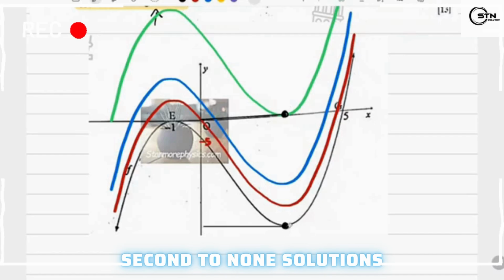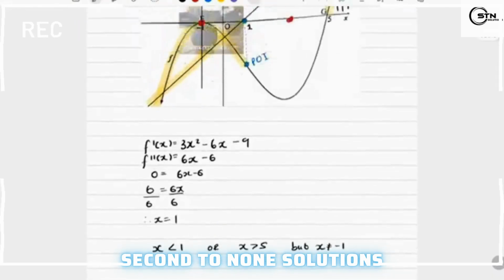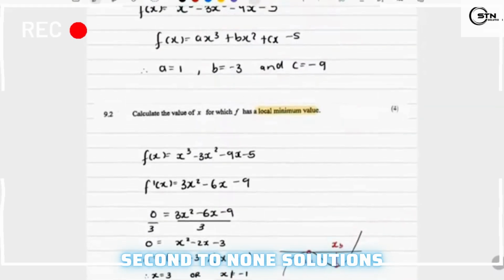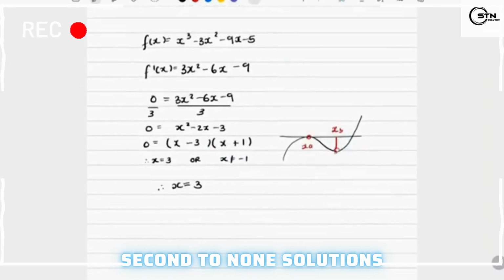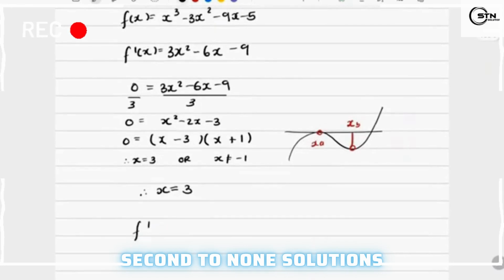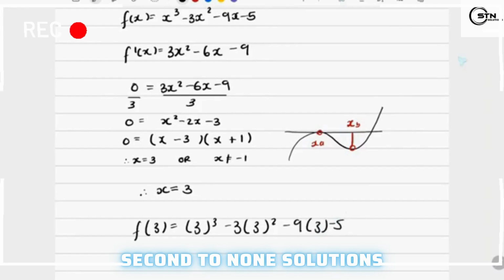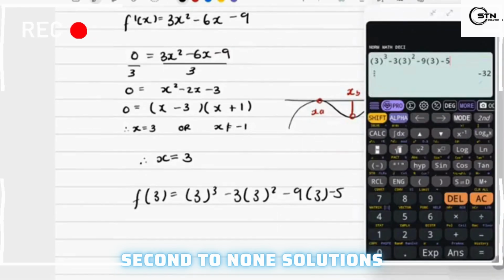So another thing is we need to find that. This was the local minimum. Let's find the y value of the local minimum. Now it makes sense that they asked us for the x value of that local minimum. We have the x value, we'll find the y value. So let's substitute 3 into that equation. We'll say f(3) is equal to 3^3 - 3(3)^2 - 9(3) - 5. Let's find that answer. That number is much further than I thought it would be. f(3) is actually equal to -32.